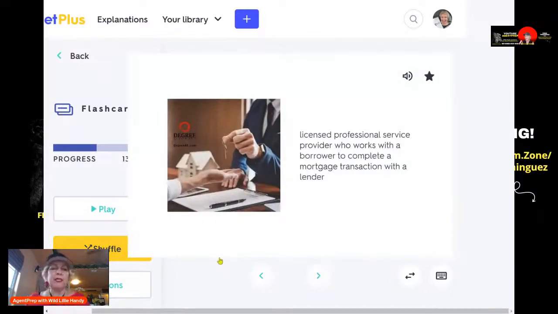A licensed professional service provider who works with a borrower to complete a mortgage transaction with a lender. Think about it and type your answer in the chat.